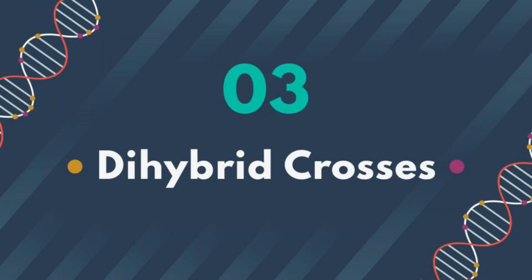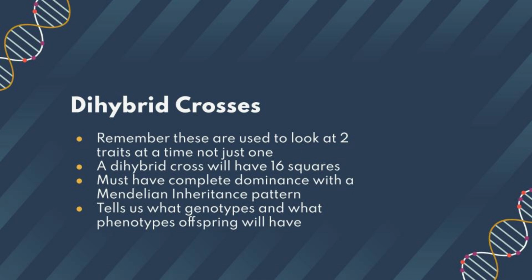Next is a dihybrid cross. A dihybrid cross is used to look at 2 traits at a time, not just one, and it'll have 16 squares. So for these to be accurate, you must have complete dominance with a Mendelian inheritance pattern. And again, this is just going to tell us the probability of what traits an offspring could have.